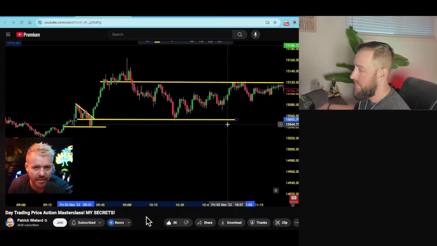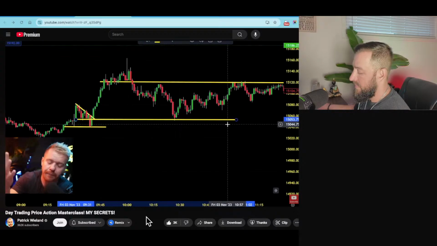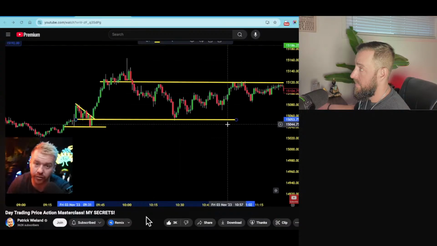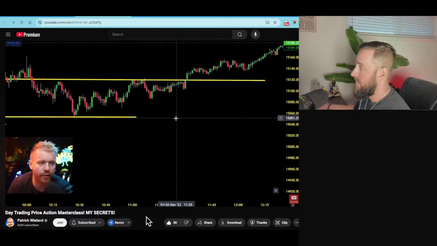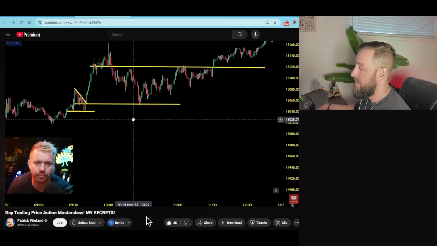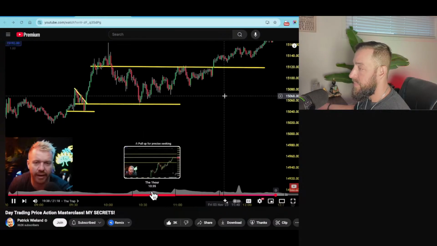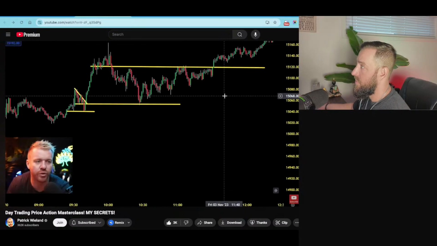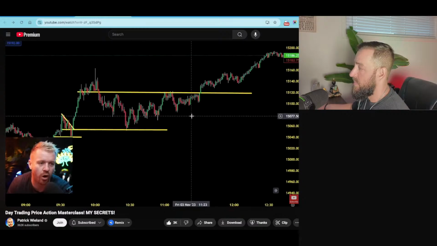So if a previous area of support turns into resistance, well, that's not good for the bulls. If a previous area of resistance turns into support, that's good for the bulls. Good for the longs. So you're looking for areas where the market's trapped people, and then you're looking for that area to turn into support or resistance, because it's going to be a much stronger move.